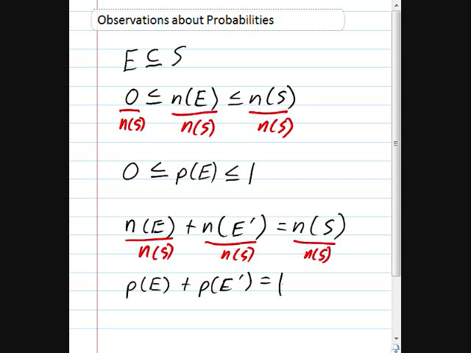Consider the probability of looking outside and seeing whether or not it's raining. If the probability that it's raining is 40%, then it makes sense that the probability it is not raining must be 60%, for a total of 100%.